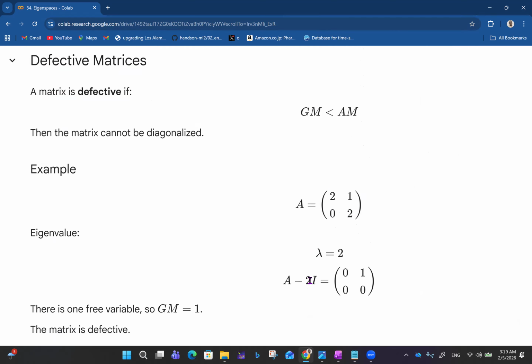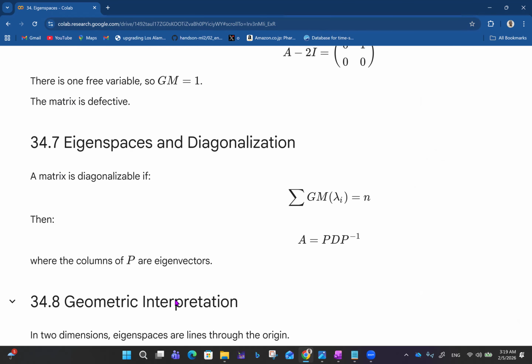If you do A minus 2I, you want to find the eigenvector, so you have 0, 1, 0, 0. Here there's one free variable, because it has no pivot. So the geometric multiplicity is just 1, which is less than 2, the number of times the eigenvalue appears. So you can say that the matrix is defective and cannot be diagonalized, right?